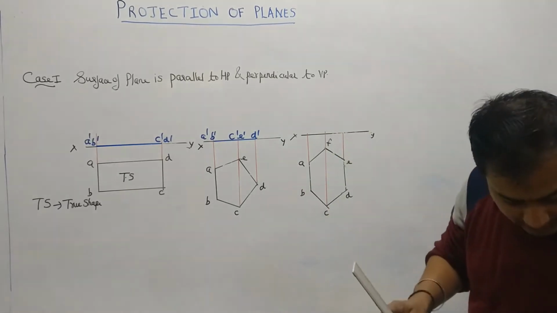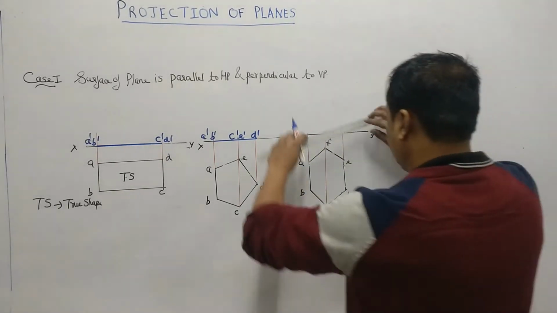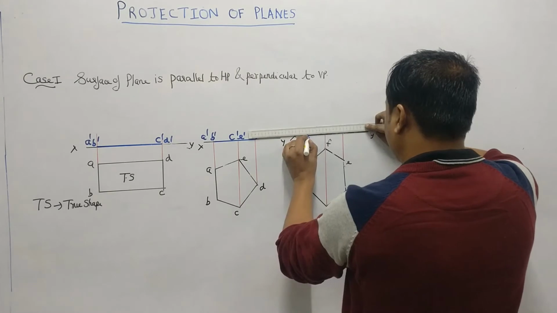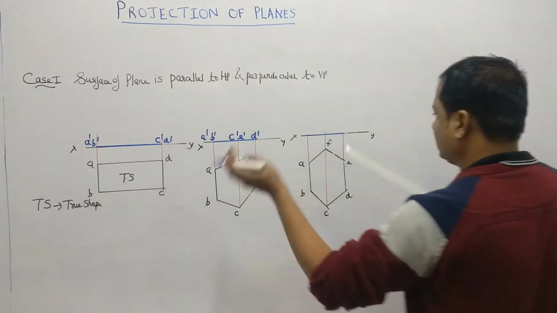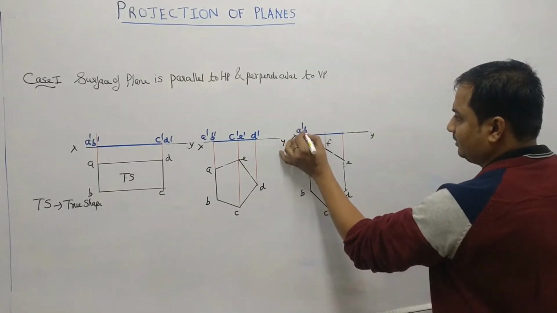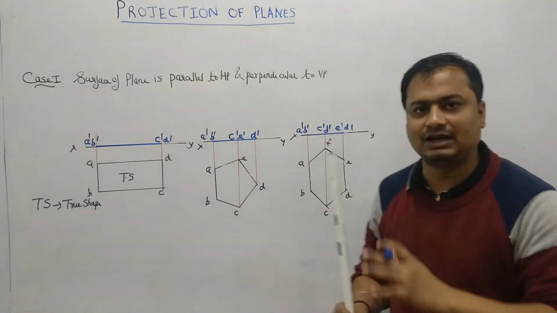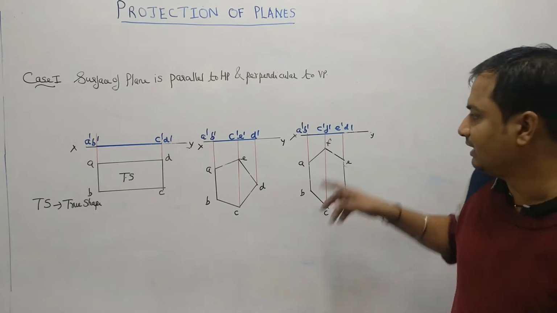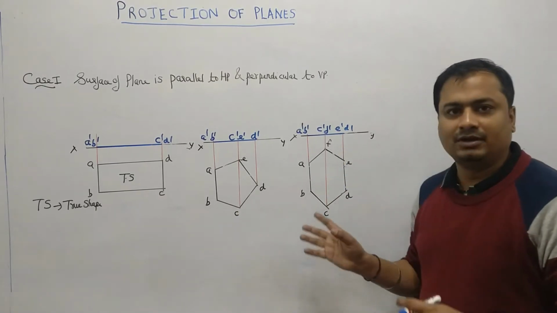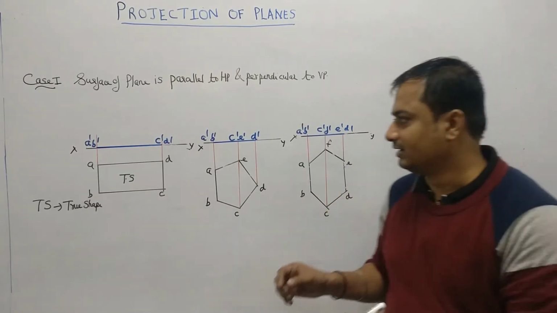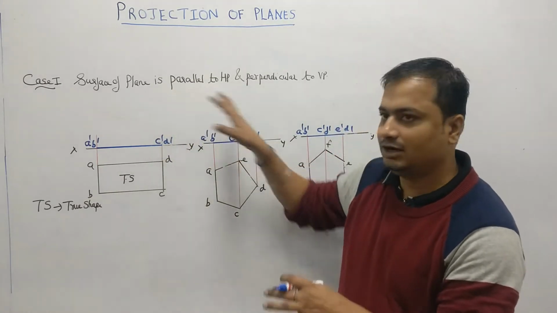So the front view I have taken on XY. As I have told you, I will be taking the front view on XY. You can take it anywhere above the XY also. So this will become A dash, B dash, this will become C dash, F dash, this is E dash, D dash. So the front view is a line. The front view will be a line and the top view will be a true shape of the regular hexagon. So again, the plane is parallel to HP.